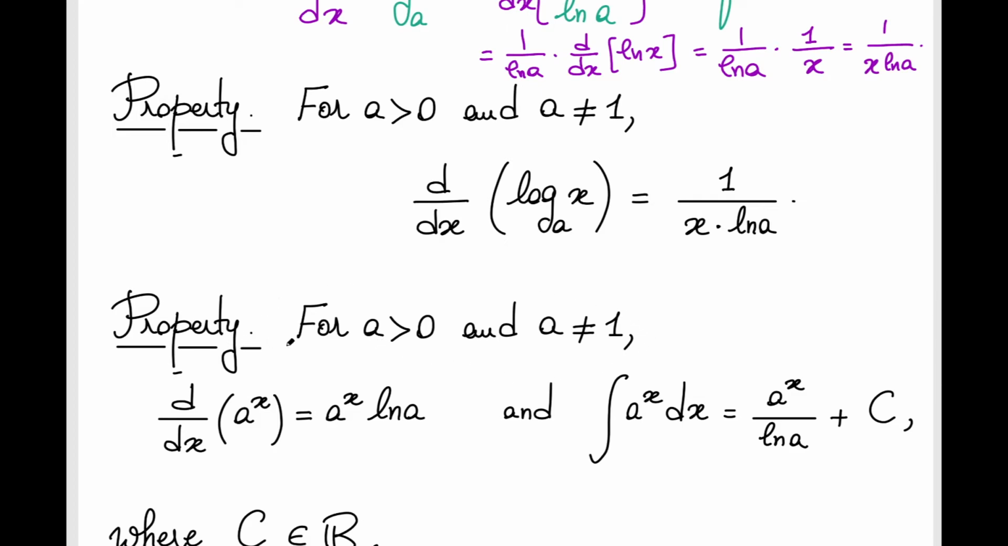I have another result here. For positive numbers a different than 1, the derivative with respect to x of a to the power x, that exponential function with base a, is equal to a to the power x times ln a. And as such, the corresponding integration, the primitive of a^x, if you multiply by 1 over ln a, you get that this is going to be the primitive function. Makes sense? If you divide both sides by ln a, you get that result.